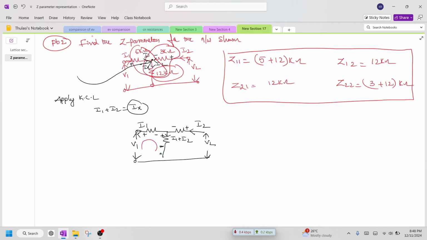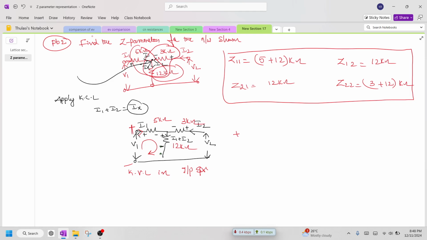So try to apply Kirchhoff's voltage law in the input side or input port. When you write this down, this is 5 kilo ohm, this is 3 kilo ohm, this is 12 kilo ohm. The advantage of these videos is you should first listen to the concept, write down the problem, solve it, and match the answers. If they are correct, then automatically you can find better.